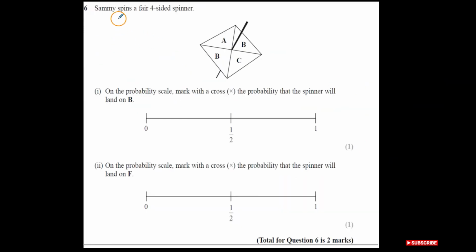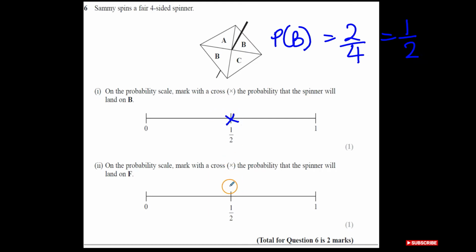Question 6, we're told Sammy spins a fair 4-sided spinner, which is here A, B, B, C. On the probability scale, mark with a cross X the probability that the spinner will land on B. So how many B's do we have? We have 2 B's out of 4. So probability of getting a B is going to be equal to 2 out of 4, which is equal to half. So half is right there, and that's where we're going to mark it.